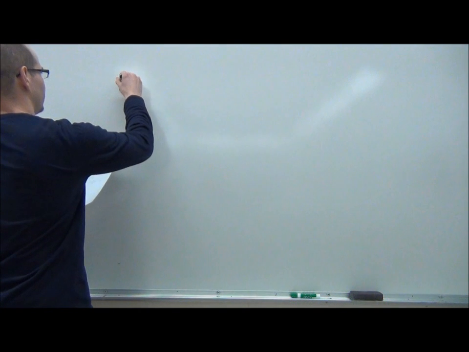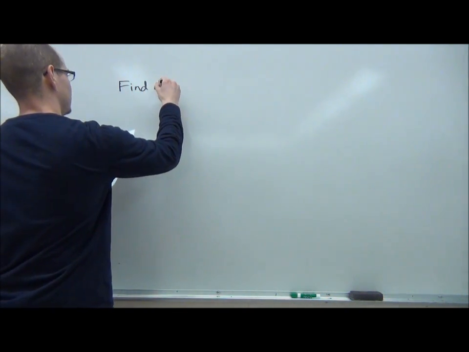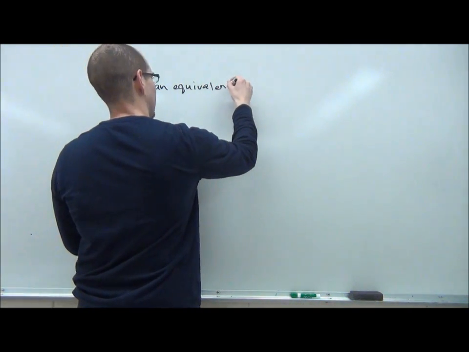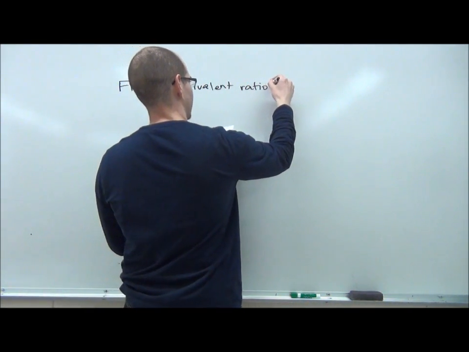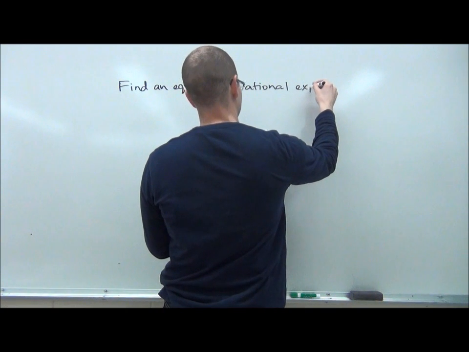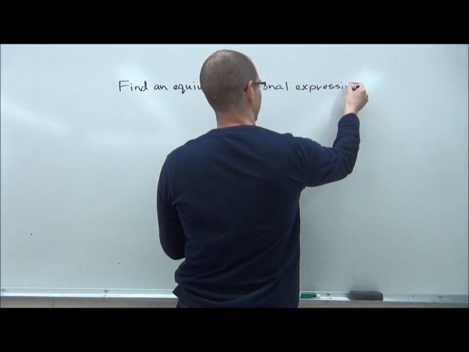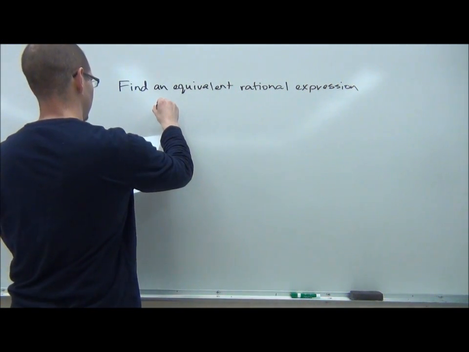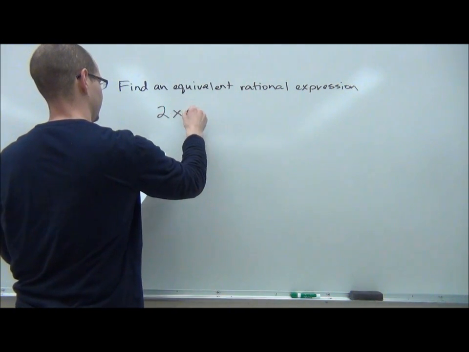if you're asked to find an equivalent rational expression, it means take the one that you have and either multiply it by some number or divide it by some number. It's like equivalent fractions from junior high. I've said all the rules from junior high still apply. So we're going to start with this.